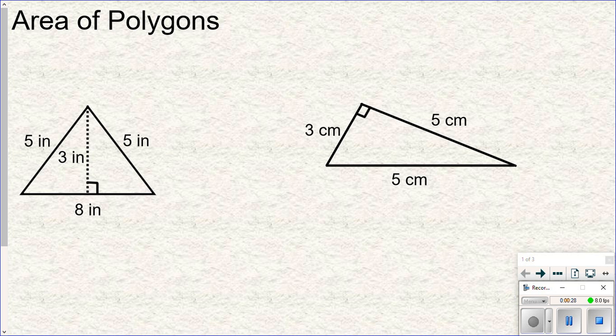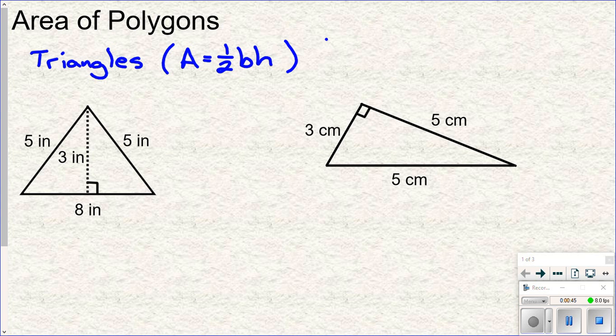All right, so we're going to start with triangles. And the area formula for triangles is area equals 1/2 base times height. Now, a lot of my students were taught in the previous grade level that the formula was area equals base times height divided by 2. And that's really the same thing.